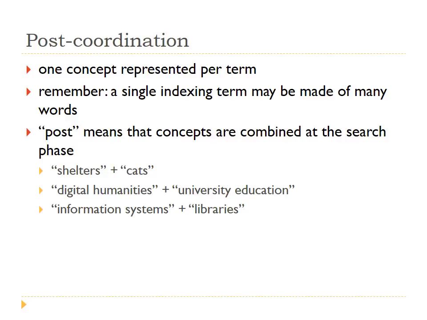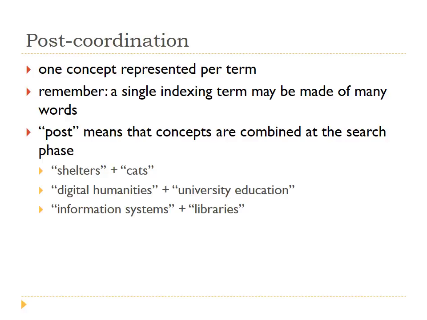So instead of having the full term shelters for cats, a post-coordinate vocabulary would have the term shelters and it would have the term cats, and the onus would be on the user or the searcher to search for those two terms together, perhaps using a Boolean search like and or. You can see here examples of multi-word terms that represent single concepts. Digital humanities has 2 words. That doesn't mean that digital humanities is a pre-coordinate term. That's one concept, right?